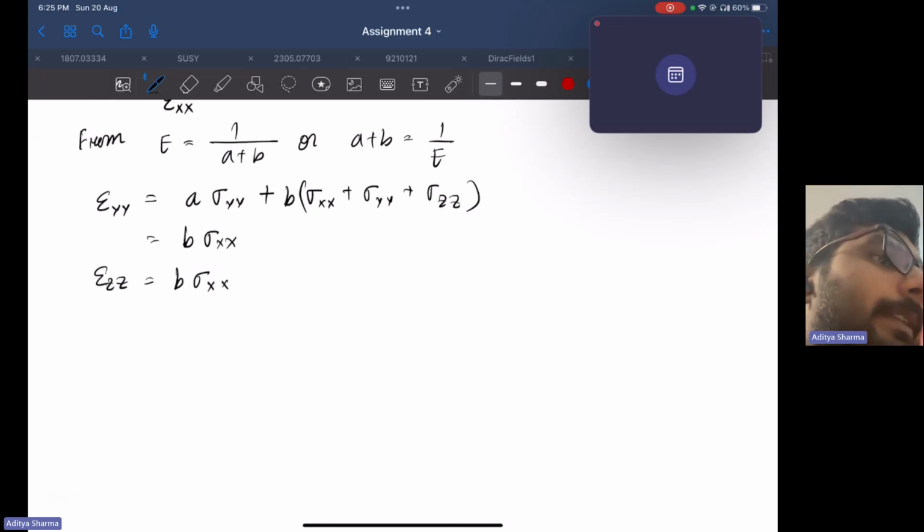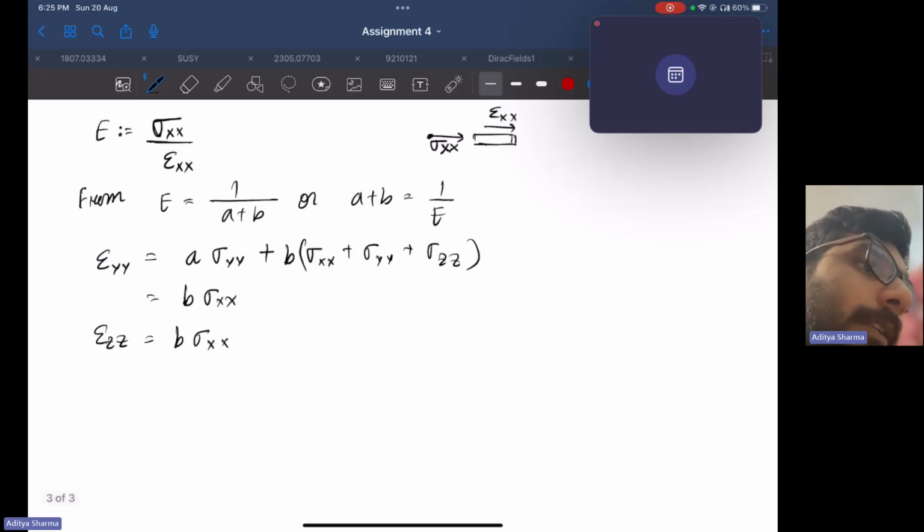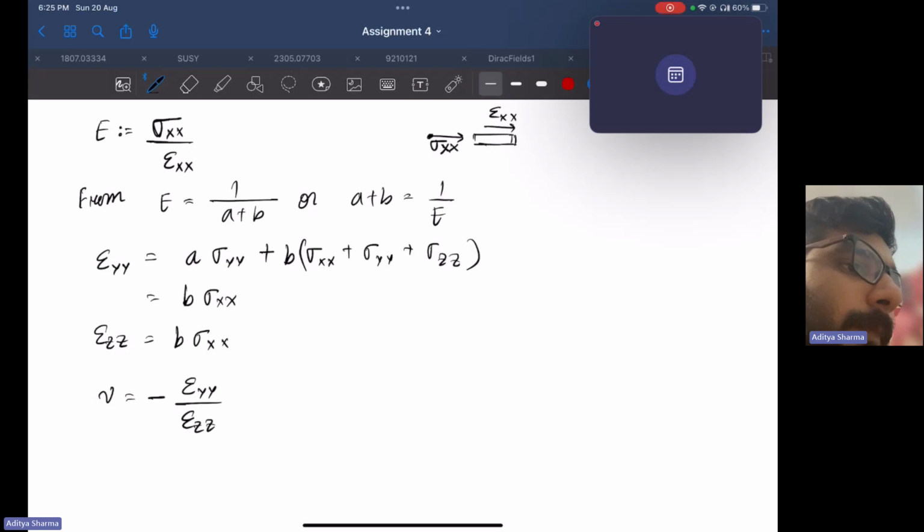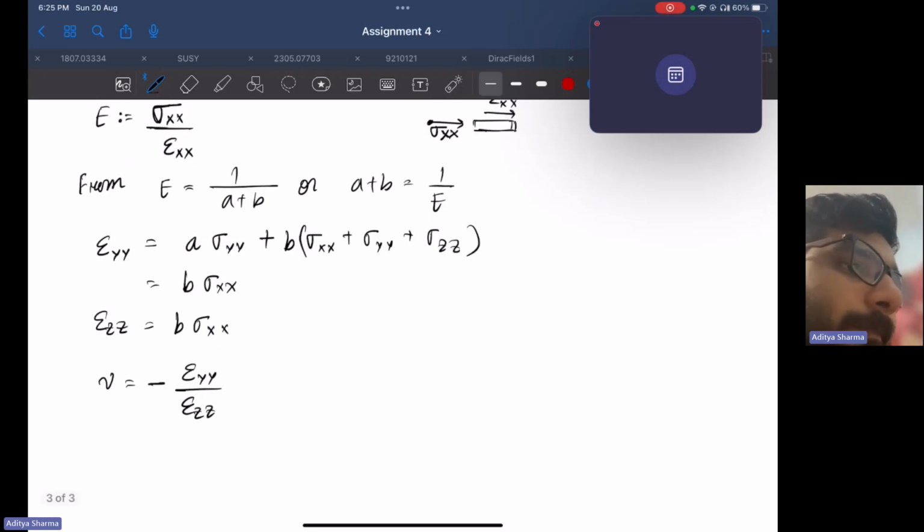We define the strain in the other directions, perpendicular to the direction where we have put the stress, as a ratio of those strains, the Poisson ratio, with a negative sign. So mu is the Poisson ratio.